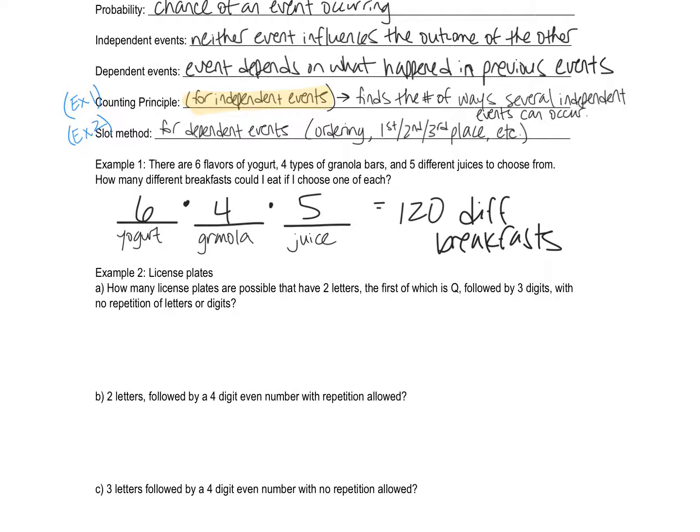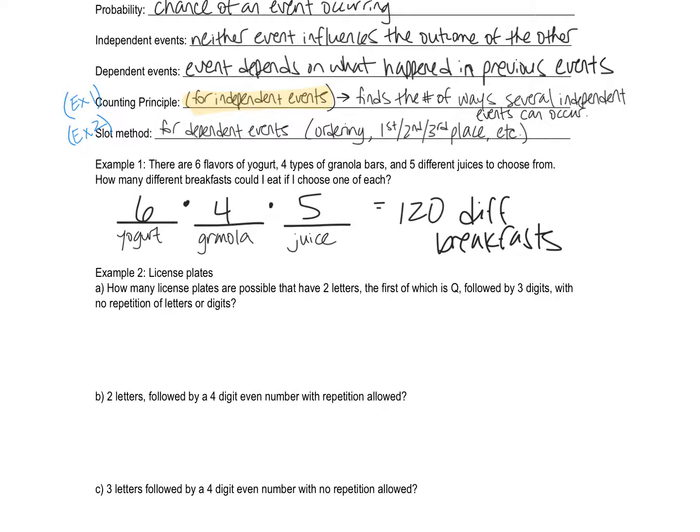But example number 2, different license plates, really common types of questions. How many different possible license plates? We've got 2 letters, the first of which is Q, followed by 3 digits. So we have a specific order that we have to go with. I am also going to make different slots here, and I'm actually going to use the slot method here because these are dependent events because we are not allowed to repeat digits. So the second digit depends on what the first one is. That's called a dependent event.